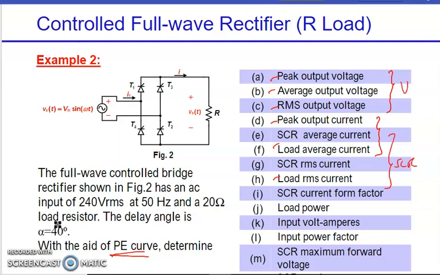This is output V out. This is I out, RMS, average. This is SCR, and this is P. Input power P in, P out. All need to be determined.